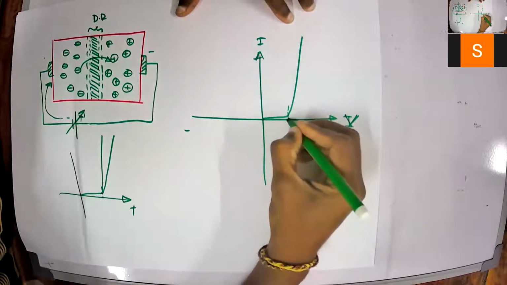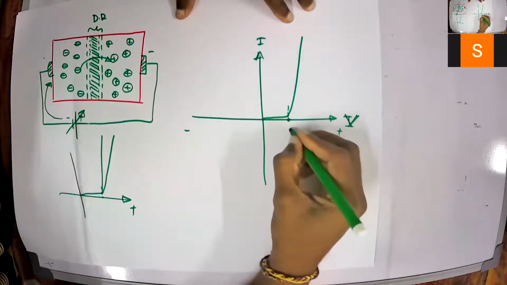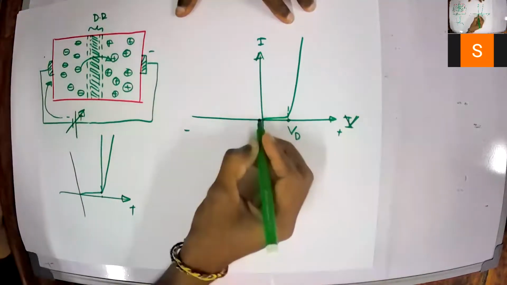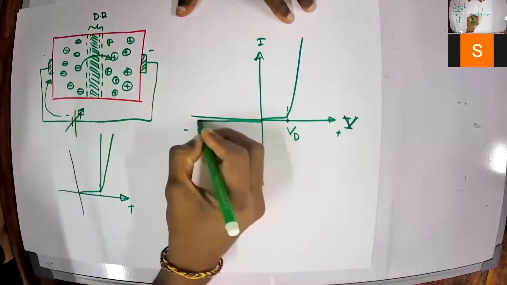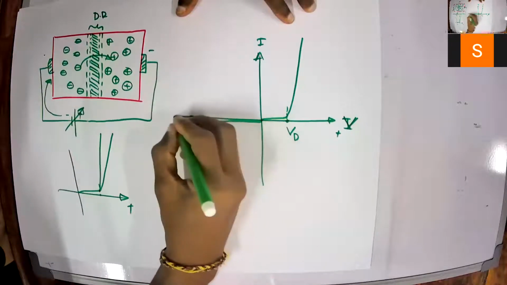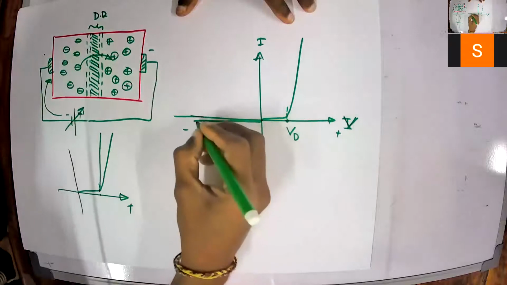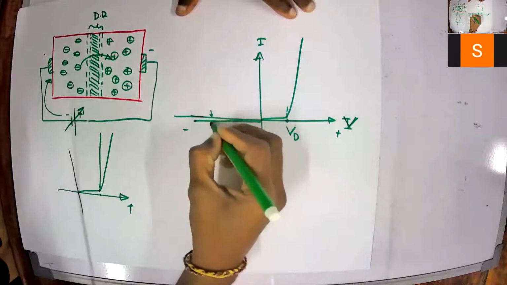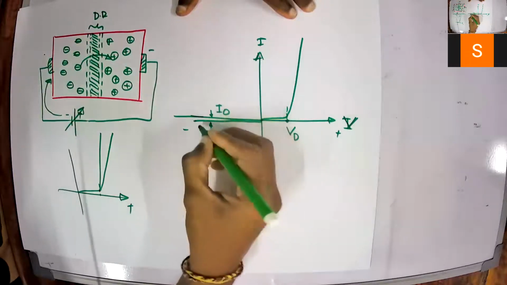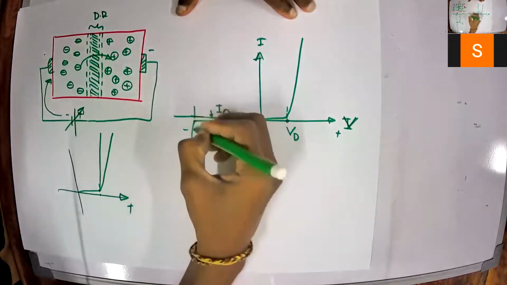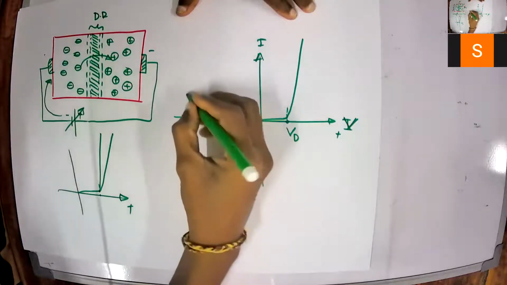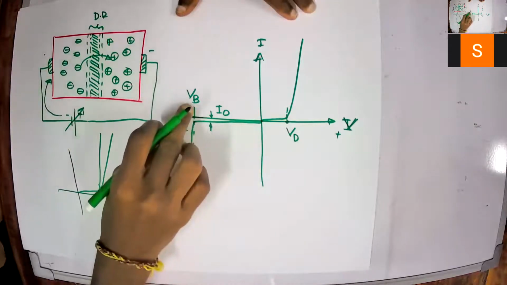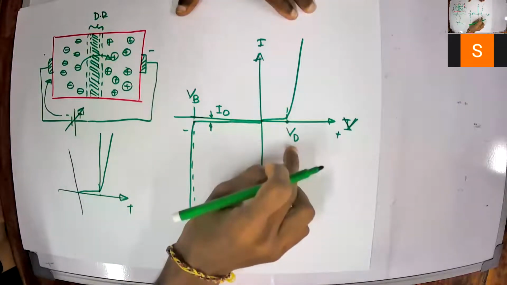And this will be my barrier potential, right? I would make it as VD. Barrier potential. And then at reverse bias, I will have a small current, which is leakage, right? Reverse saturation current, or I naught. This is I naught. And then suddenly there will be breakdown, and that is not reversible. This is called the breakdown potential. The breakdown potential will be much higher than VD.